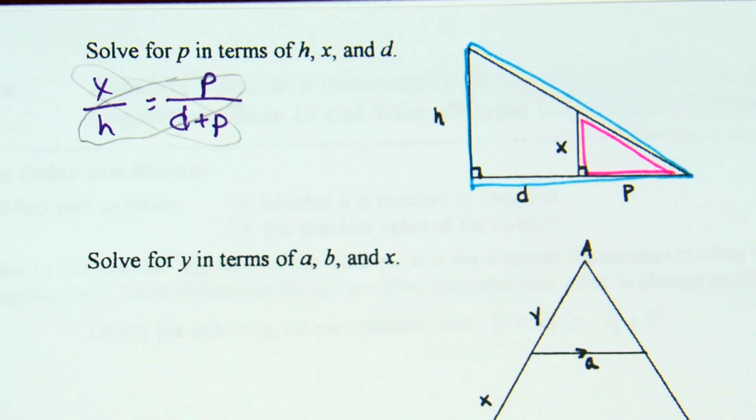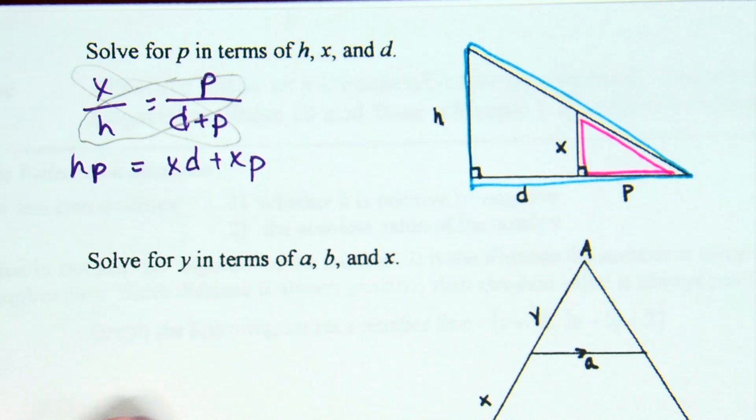Okay. So if I do cross products, h times p, easy, hp, or ph, whatever makes you happy, x times d plus p, plus xp. My goal is to solve for p, so put the p's on the same side. Yes, that's right. So I'm going to have hp minus xp equals xd.